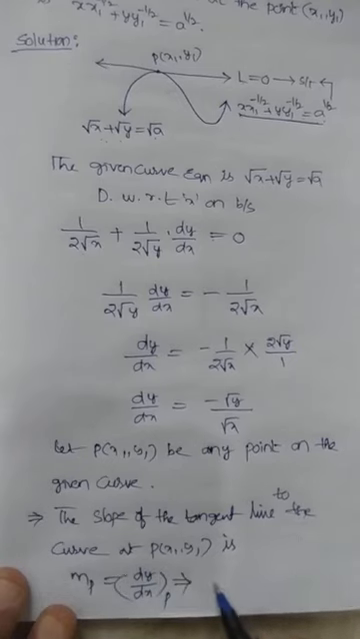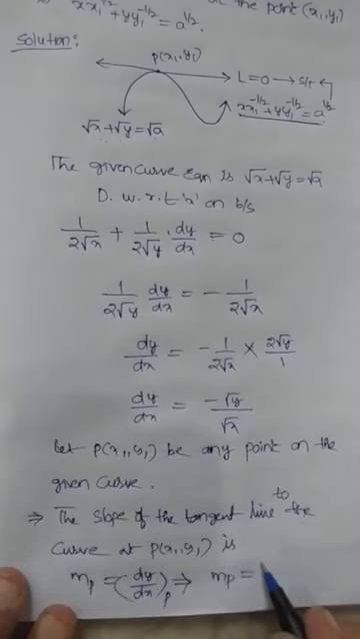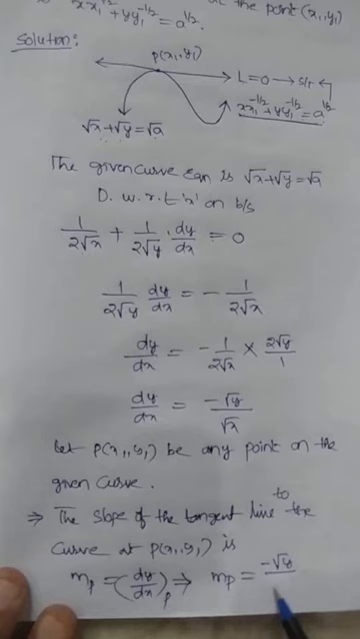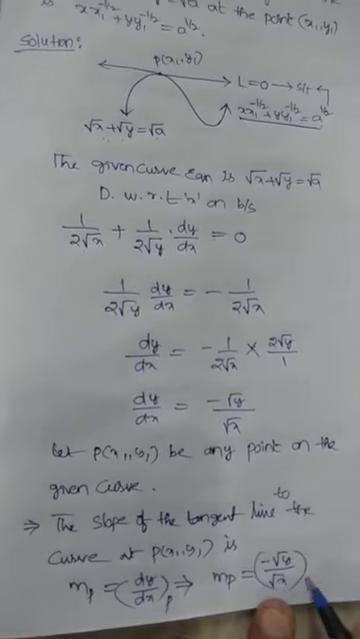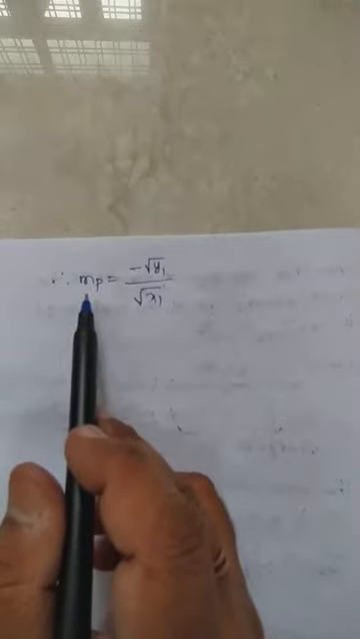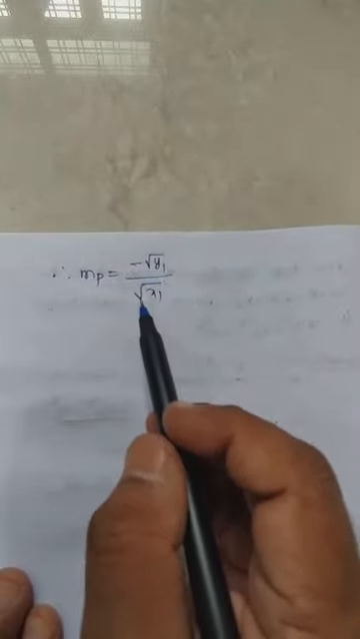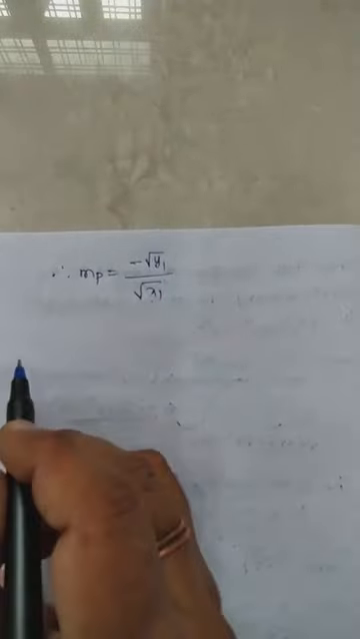That implies m at P is equal to our dy by dx, minus root y by root x, at which point? P of x1 comma y1. Therefore the slope of the tangent m at P is, if I substitute the x1 y1 values in dy by dx, minus under root of y1 by under root of x1. Now the tangent line equation.